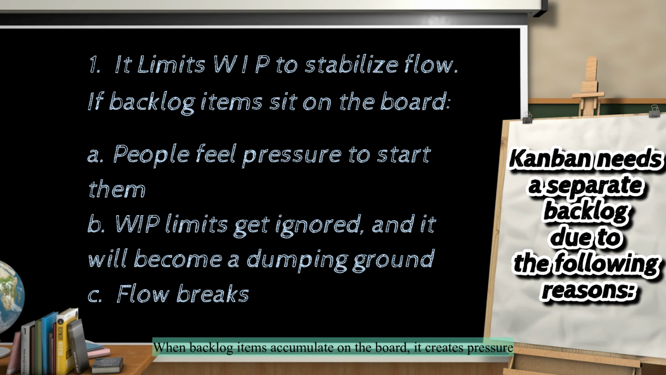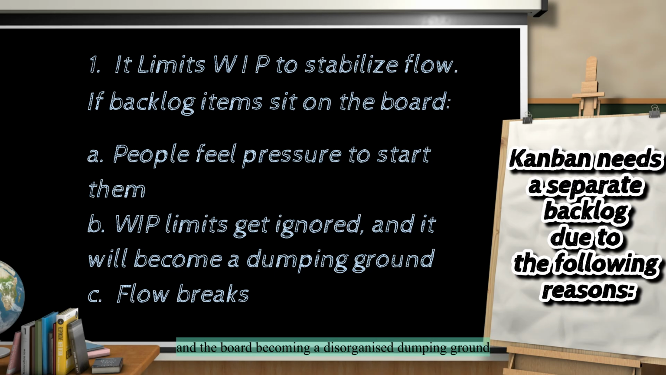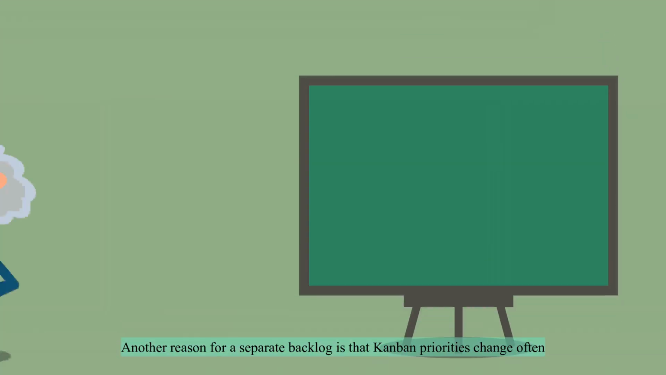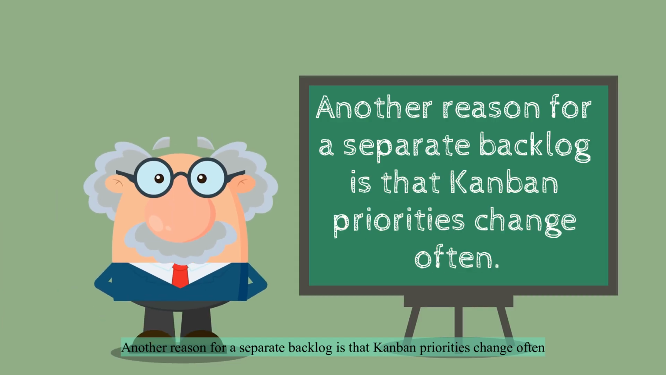When backlog items accumulate on the board, it creates pressure for team members to start them, leading to work in progress, WIP limits being bypassed, and the board becoming a disorganized dumping ground where the continuous flow of work breaks down. Another reason for a separate backlog is that Kanban priorities change often.